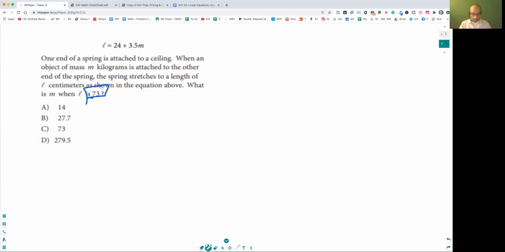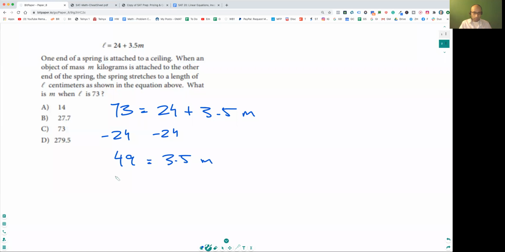So when L is equal to 73, all you're going to do is put L is equal to 73 here. So 73 is equal to 24 plus 3.5M. You subtract 24 from both sides, and then what do you do after that? That's 49 is equal to 3.5M, then divide by 3.5 on both sides. So this cancels out. M is equal to 49 over 3.5, which is 14.